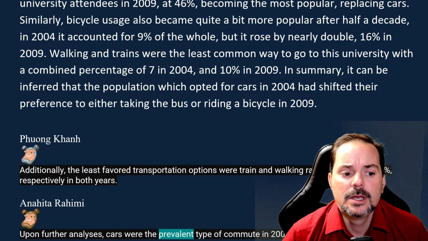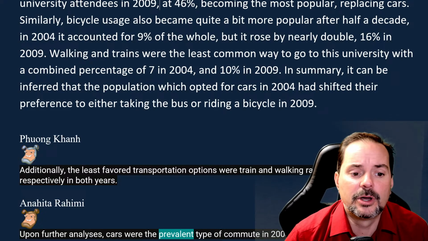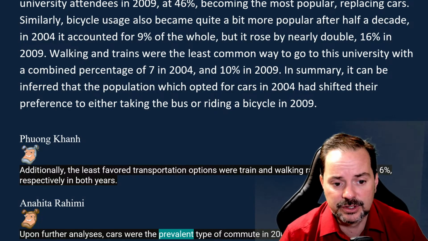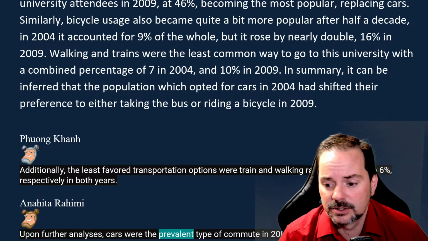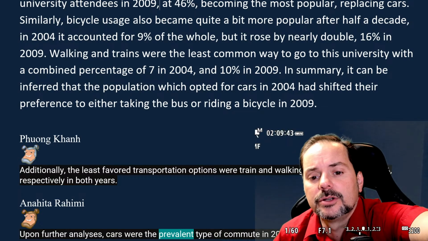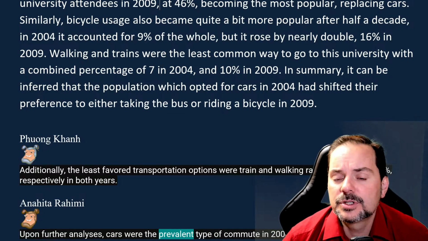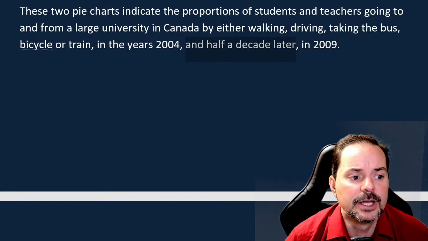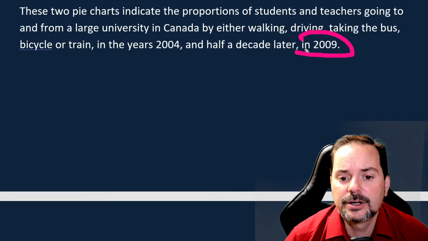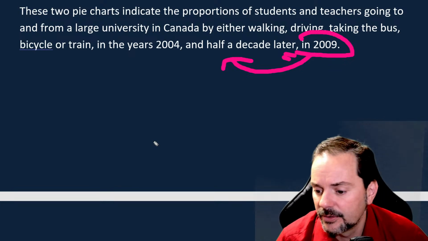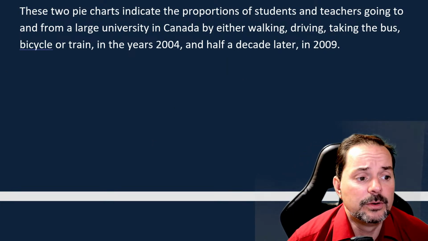In summary, it can be inferred that the population which opted for cars in 2004 had shifted their preference to either taking the bus or riding a bicycle in 2009. Okay, looking good. Good punctuation. Students, you notice those commas that I added? Always add a comma when this part describes this part. Okay, so 2009 here describes that half decade later. So that's why you need the comma there. Okay. All right, lovely job.